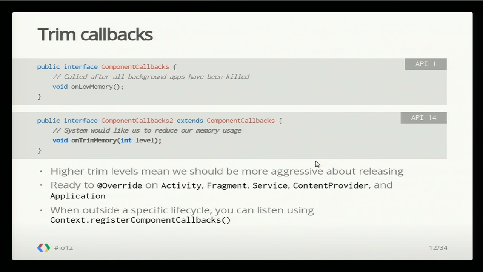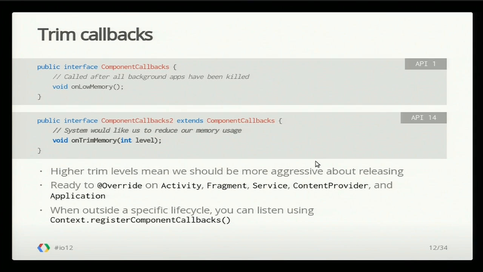We would be killed. So starting in Ice Cream Sandwich, API 14, there's a new callback called onTrimMemory, which gives us a much more granular view of the system state, of how much memory the system would like us to release back. The level that it provides as the argument is a value between 0 and 100, indicating how aggressively we should try to return memory back to the system. And we'll dig into that a little bit more in a second.